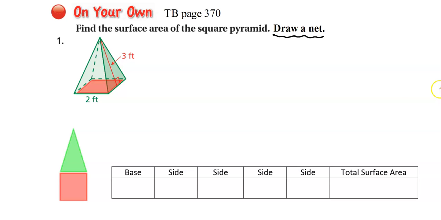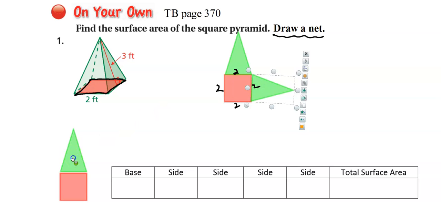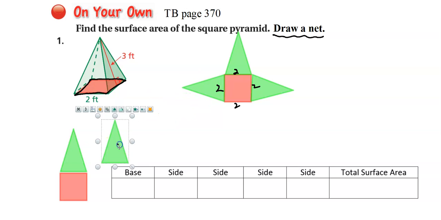Okay, so I am going to just point out that the square is 2 by 2. So when I pull this square over, I'm going to label the dimensions 2, 2, 2, and 2. And then I'm going to draw each of the 4 triangles. There's one. There's triangle number 2. Triangle number 3. And triangle number 4.